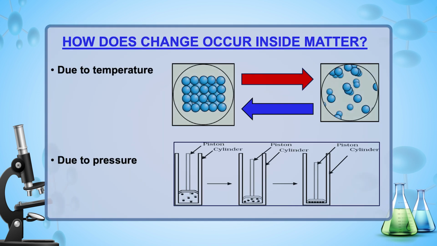Now, coming to the second question, what happens to the particles of matter during the change in state? Well, the particles are either drifting away from each other or they are coming closer to each other. This is happening due to the change in kinetic energy of the particles. We have already learned in the previous sessions that the particles of matter are continuously moving, that is, they possess what we call kinetic energy.